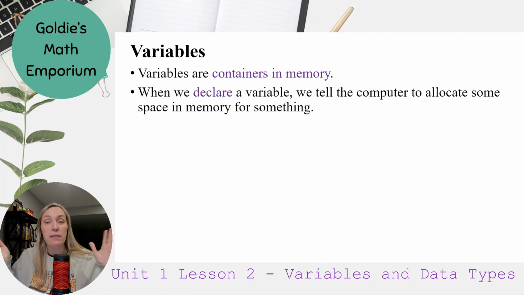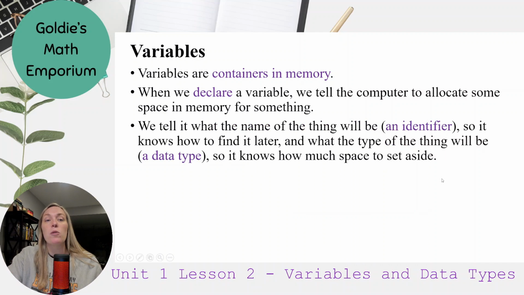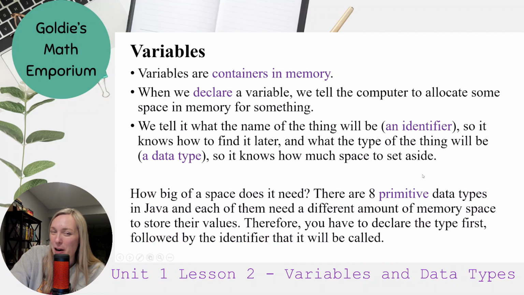When we declare a variable, we're telling the computer to allocate some space in memory for something, okay? We want to tell it the name of the thing, also what's called an identifier, so that it knows how to find it later. And we also need to tell it what thing it's going to be storing, a data type. So if we have a container, we want to know, okay, what are we storing? What type of variable are we storing? And then what's that name going to be? So those two things together are going to be making up how we create these variables in our program, okay?